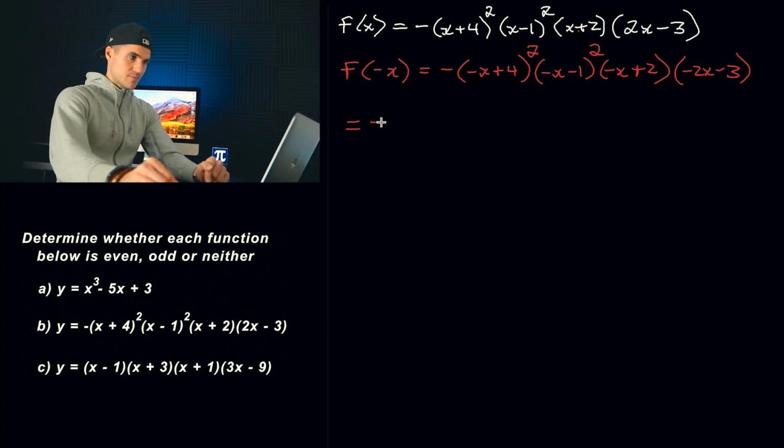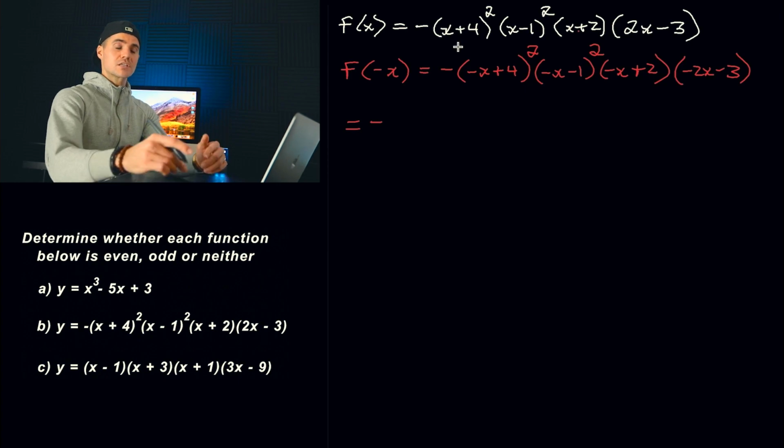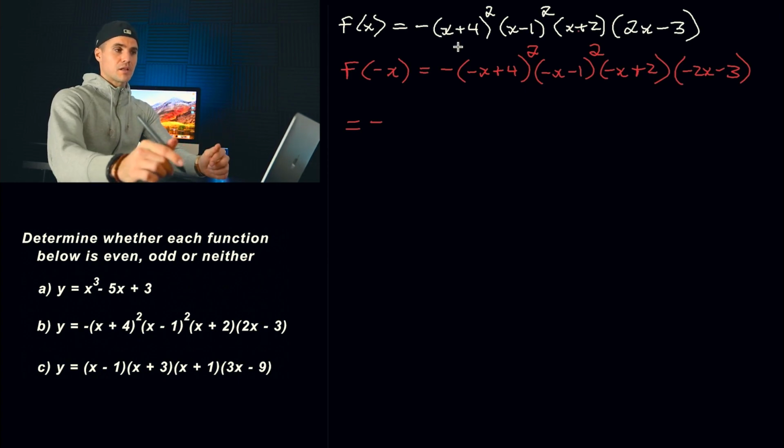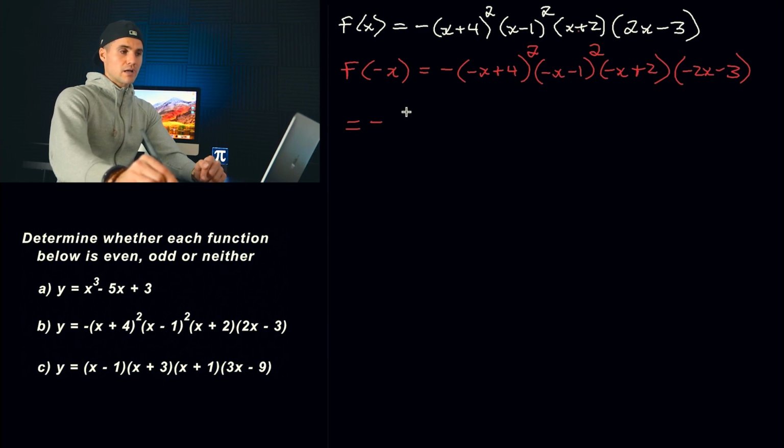What you want to do is we got to factor out a negative from all of these brackets because we can't have a negative x plus something, because then it's going to be hard to compare to the original function, because notice the original function has x plus 4, x minus 1, x plus 2, right? So from this first bracket, we got to factor out a negative 1, but because there's this 2 here, we have to square.